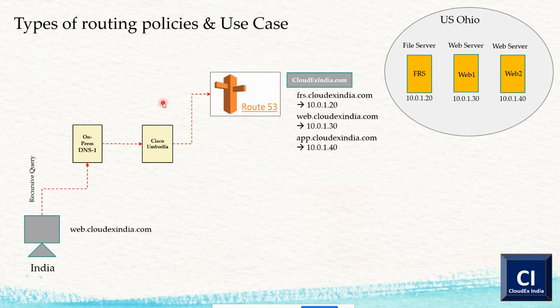So we'll see how you can migrate your DNS service from on-premises to Route 53, how you can create a record, and how you can get the response and resolution from Route 53. We'll talk about it in detail.